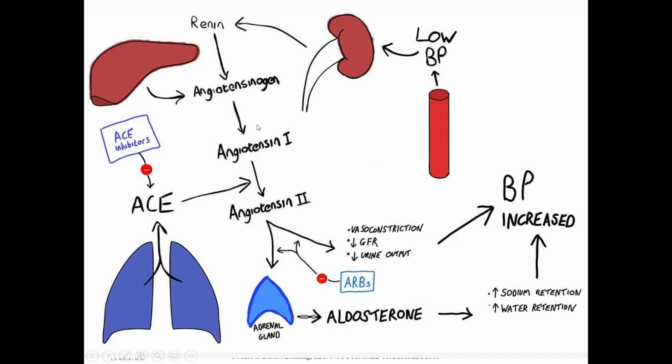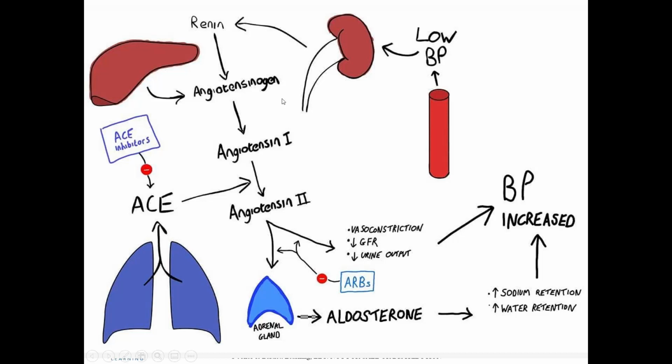Angiotensinogen is then going to be converted to angiotensin 1. Angiotensin 1 is going to be converted to angiotensin 2 by this enzyme ACE, and ACE is angiotensin converting enzyme. Once it's angiotensin 2, that's going to increase the release of aldosterone from the adrenal gland. And aldosterone is going to cause an increase in sodium retention, which indirectly causes an increase in water retention, and that's going to increase the blood pressure back up to normal.